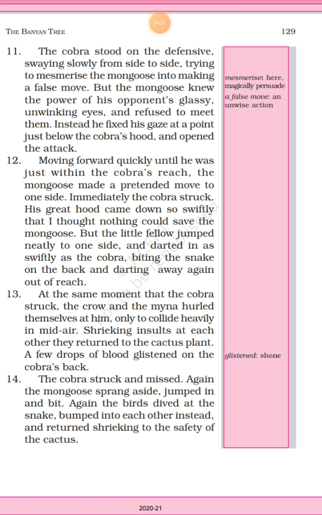Moving forward quickly until he was just within the cobra's reach, the mongoose made a pretended move to one side. Children, if the snake is making mesmerizing moves, the mongoose is also making a pretending move. Pretending means what? Not truthful, trying to. Goes, comes back, goes, comes back. It is also making a pretended move. What move? Pretended move.